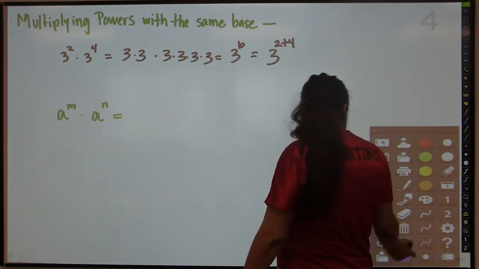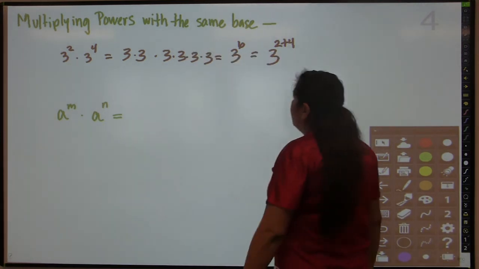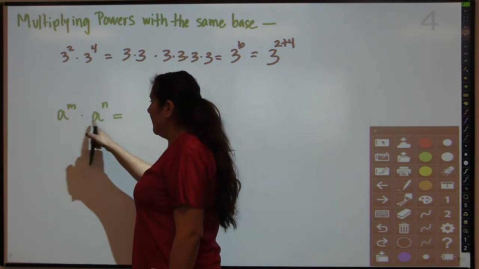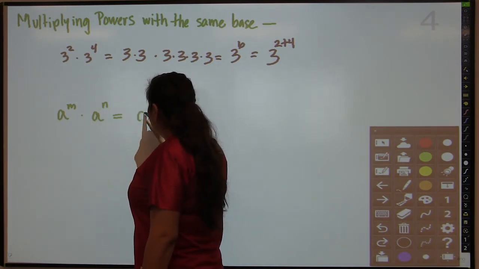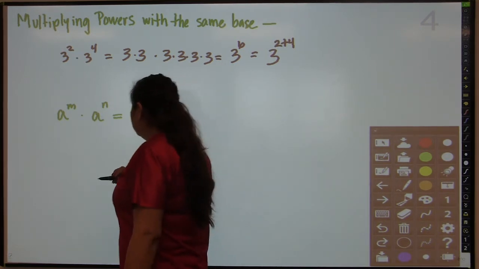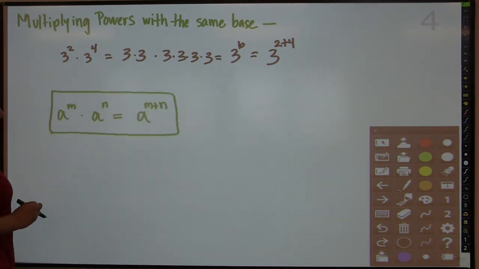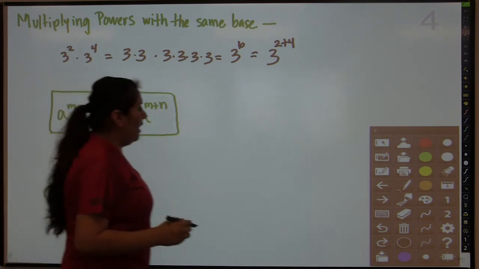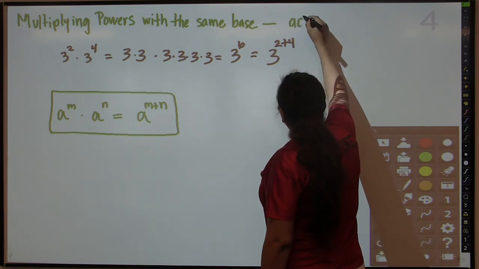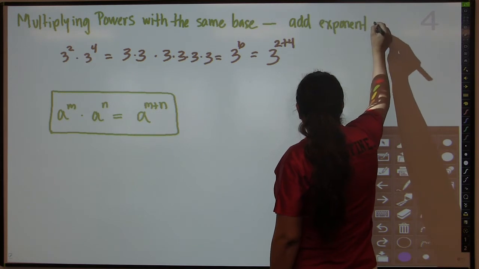In other words, for future reference, when you have a power multiplied by a power and they have the same bases, then the answer will be the base a to the m plus n power. This is now your rule of thumb, and you should make a note of that one. And if you want a verbal description, when you multiply powers with the same base, you add the exponents. Okay, you add the exponents.